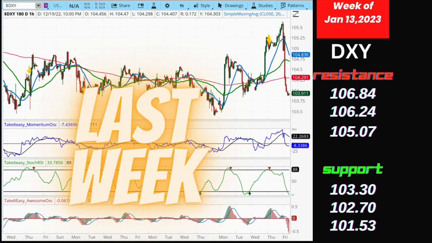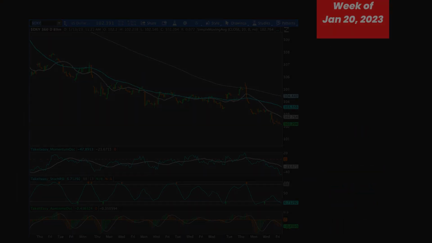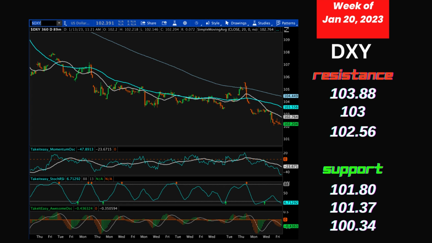This is Dollar Index's chart and levels from the last week. Dollar Index is currently trading around $102. For the coming week, the first resistance is at $102.56, second resistance is at $103. The weekly resistance is at $103.88. Support or demand for Dollar Index would be first at $101.80. The next area of support will be $101.37, and weekly support will be at $100.34.